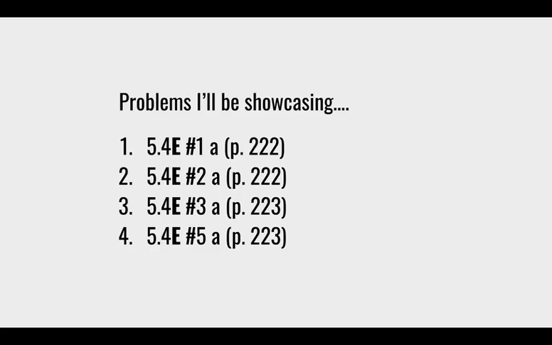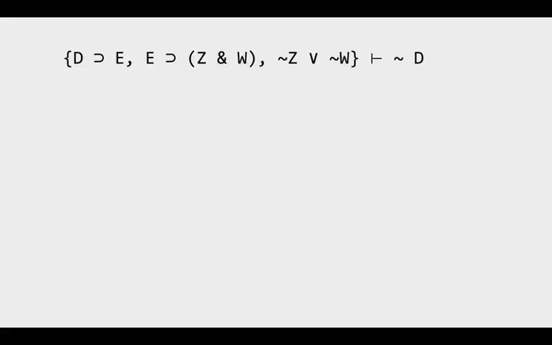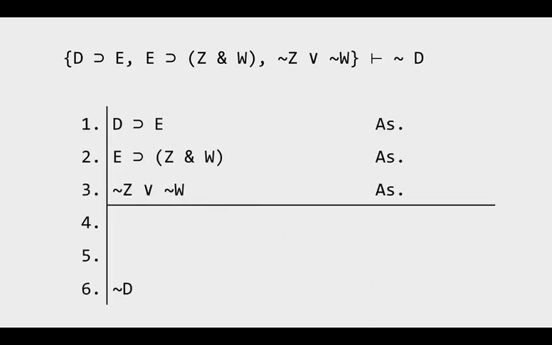So here are the problems that I'll be showcasing. Let's go ahead and take a look at the first one here. This is a simple entailment task. They give you the setup there, and they say show us that this set in fact syntactically entails tilde d. So for these, the setup is quite easy. You're pretty used to this by now, I hope. You put the content of the set as the assumptions, and at the bottom of your scope line you place the sentence to be derived, which in this case is tilde d.